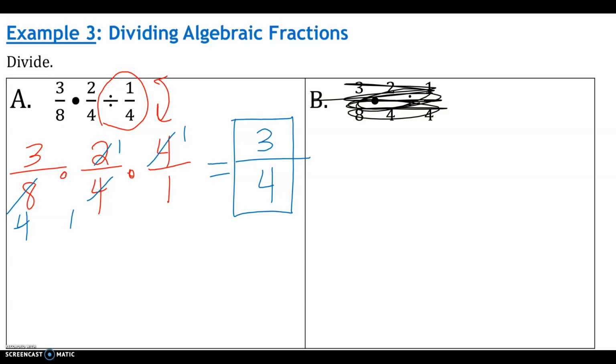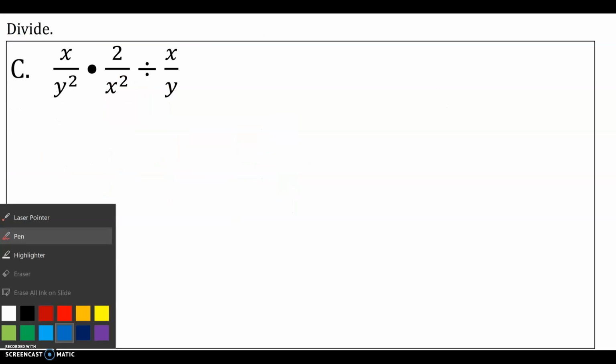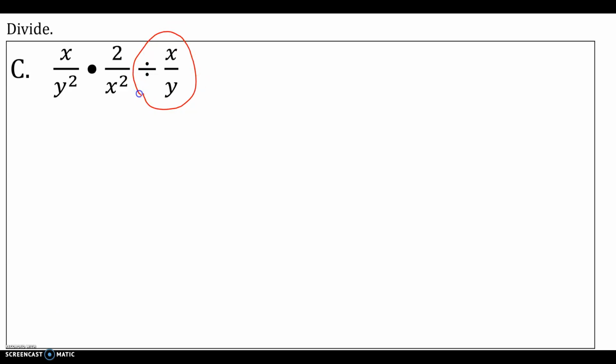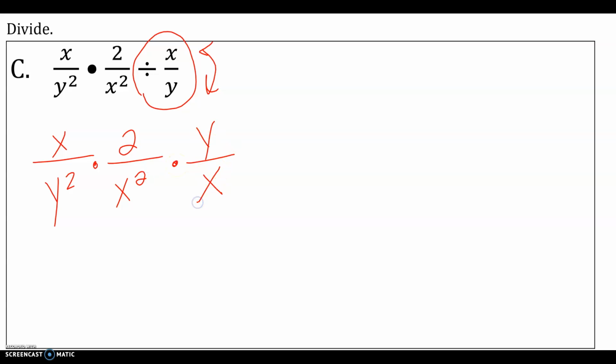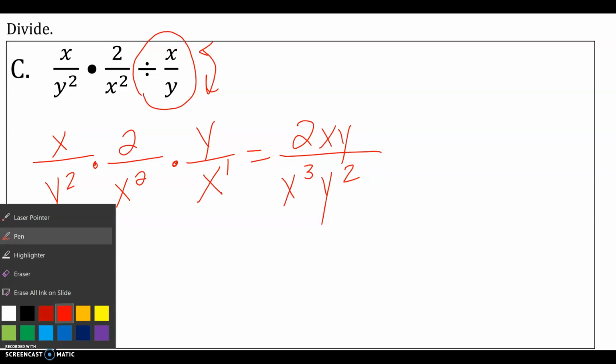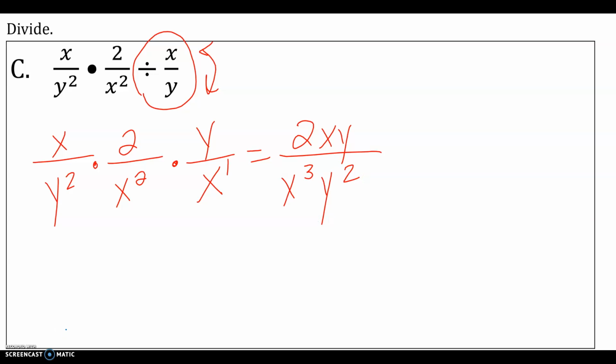All right, so we got one more left. This one will have some letters in it. So if you notice again, this is the one you're dividing by, so this is the one you flip. X over y squared times 2 over x squared, flip, y over x. Now let's just do this all together. So we have 2xy over, while we have x cubed y squared. And technically there is a 1 right there.